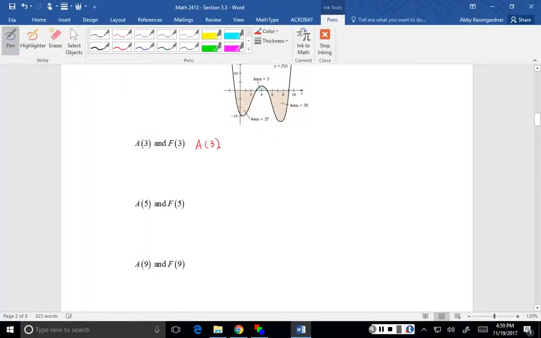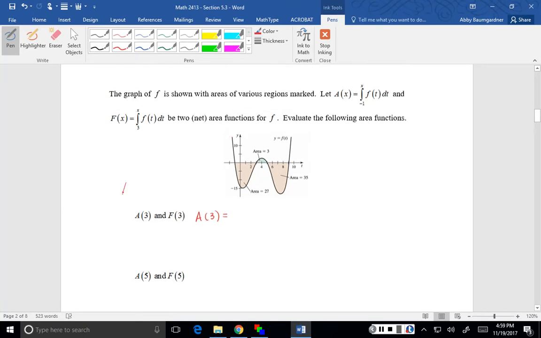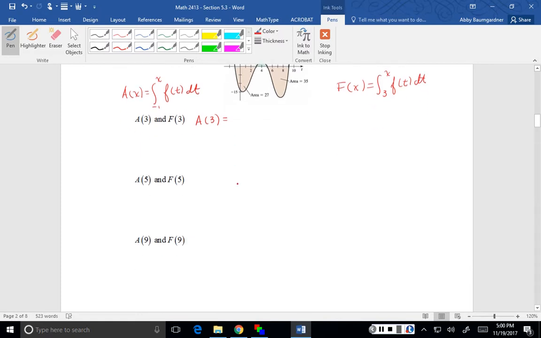A of 3, remember this was the integral from x equals -1 to x of f of t dt, and here we have capital F of x, the integral from 3 to x of f of t dt. Notice how these are the same variable, so if I replace this x with a 3, then this x has to be replaced with a 3 as well.